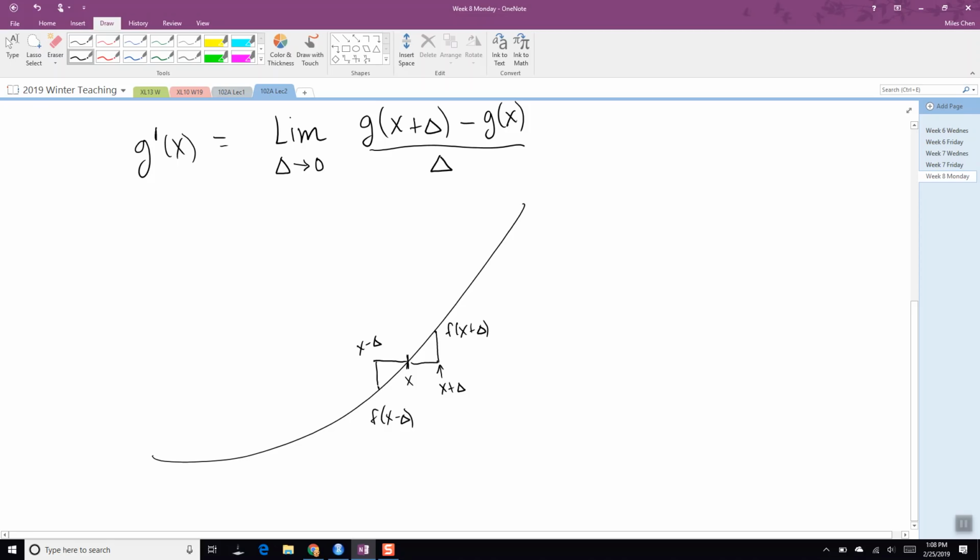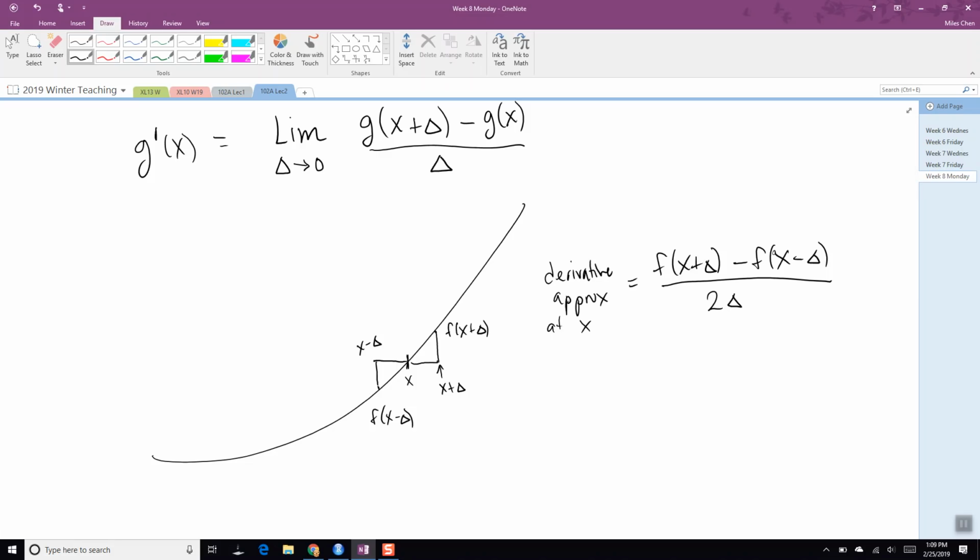All right, and so my derivative approximation is going to be f of x plus delta minus f of x minus delta, divided by what? 2 delta, right? And that will give me an approximation of the derivative at x. And so that's what we'll do.